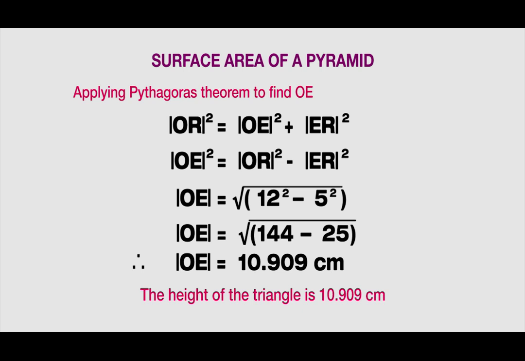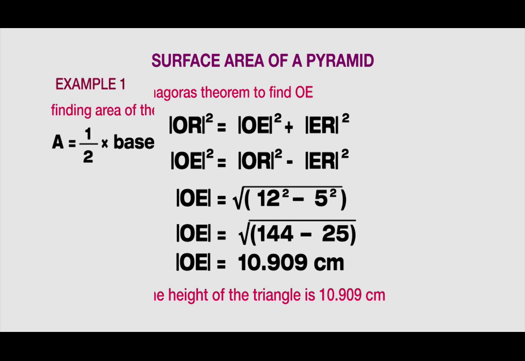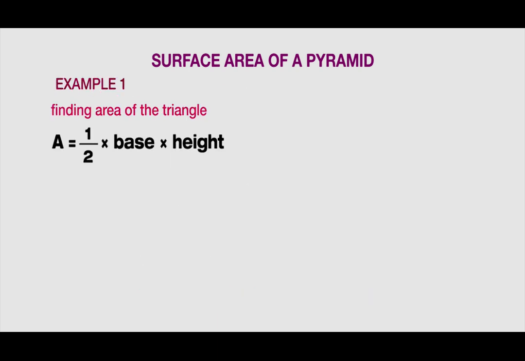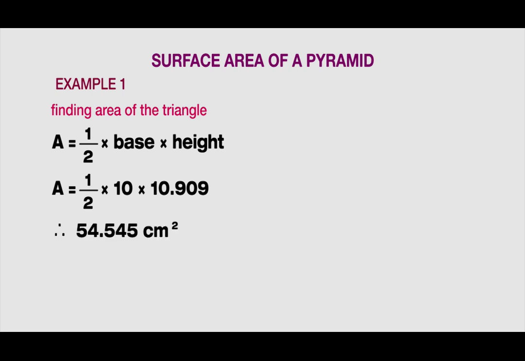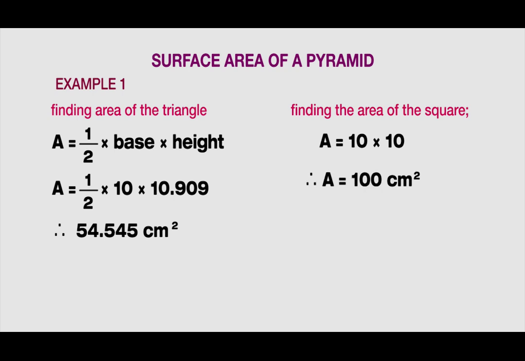We can now find the area of the triangle using our formula, half base times the height. So the area is equal to half times 10 times 10.909. Therefore, our area is equal to 54.545 centimeters squared. We can find the area of the square, and that is length times length. So you have 10 times 10. Therefore, the area of the base is 100 centimeters squared.